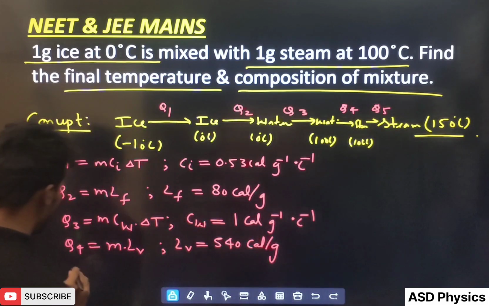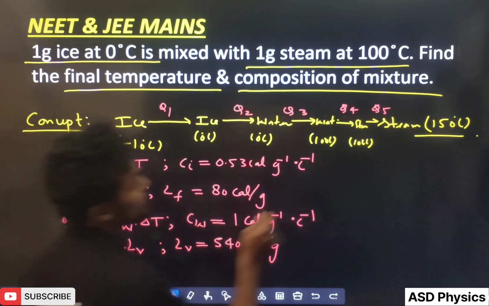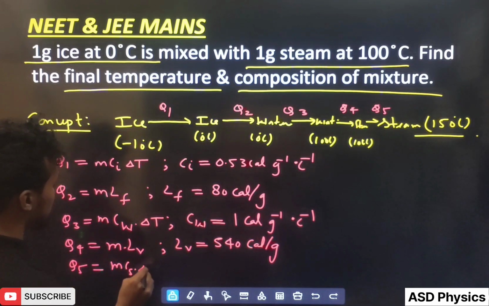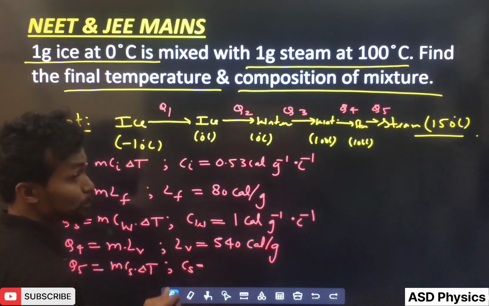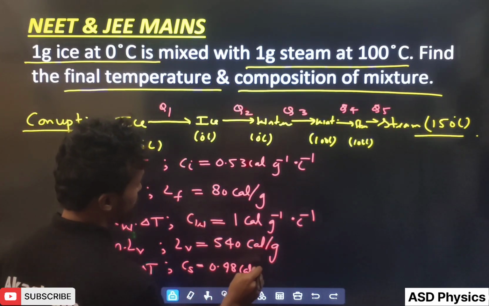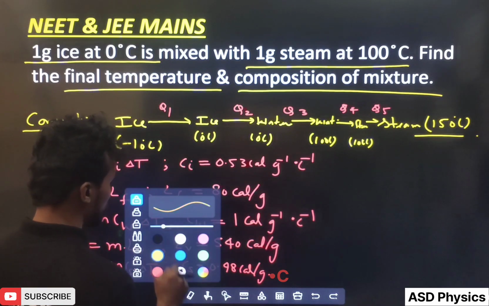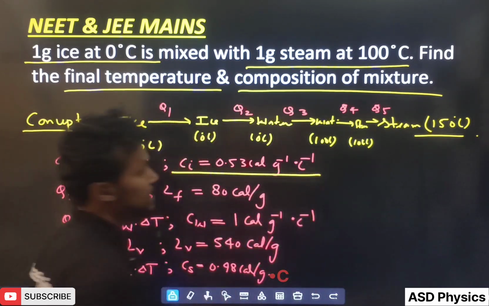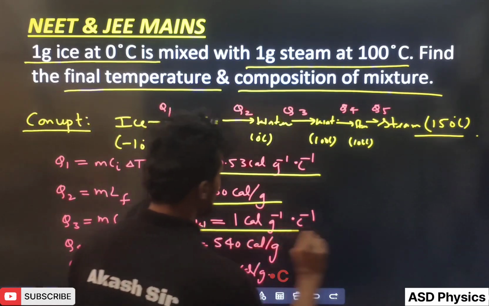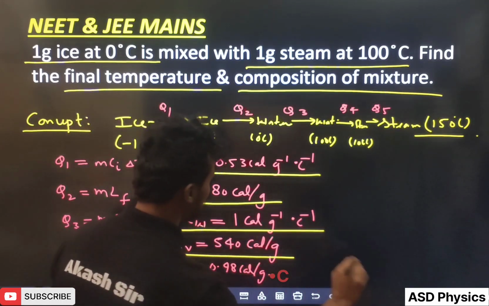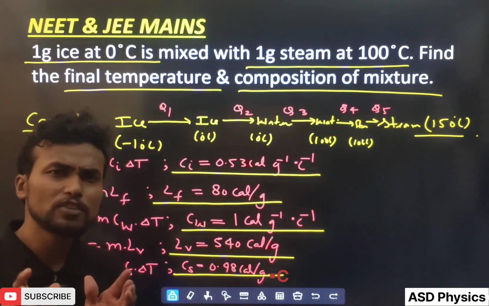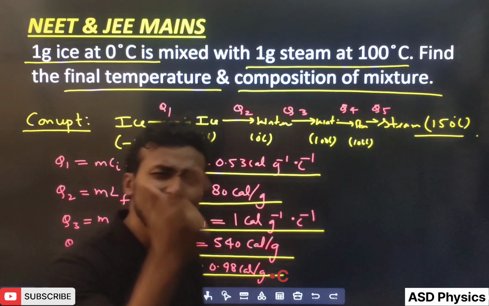And the last one is Q5. See please, steam at 100 to steam at 150. Here we have to use m c_steam delta T, and the specific heat capacity of steam will be 0.48 calorie per gram per degree Celsius. All these values you have to remember. Again I am telling: specific heat capacity of ice, latent heat of fusion during the state change, specific heat capacity of water, latent heat of vaporization during the state change, and specific heat capacity of steam. If you remember these values, then all these questions will be solved in a very easy way.